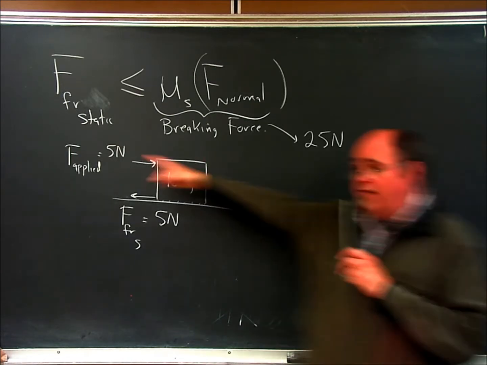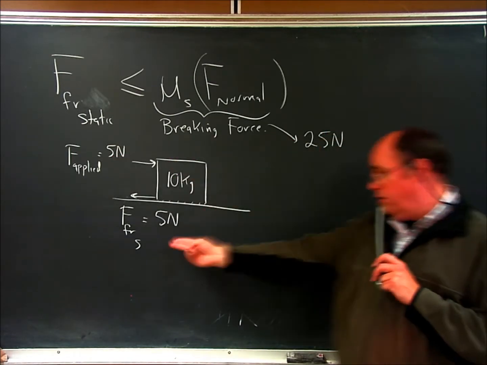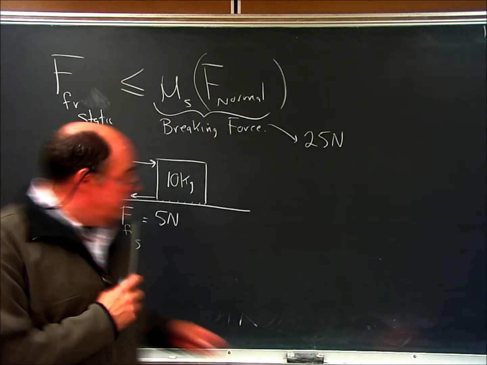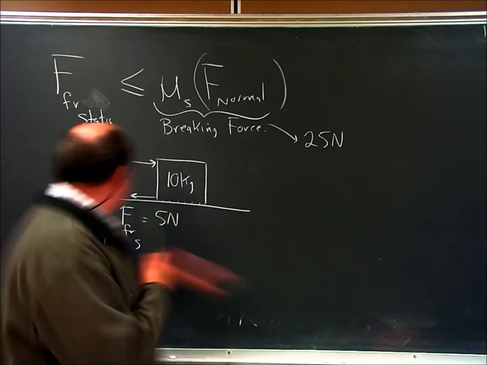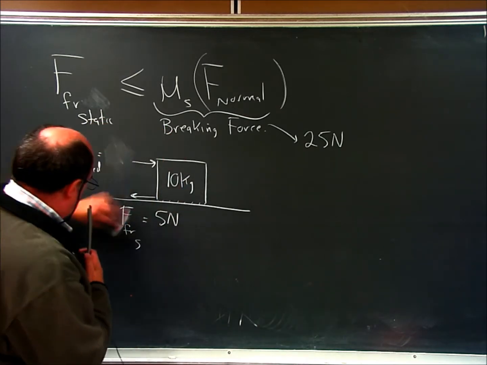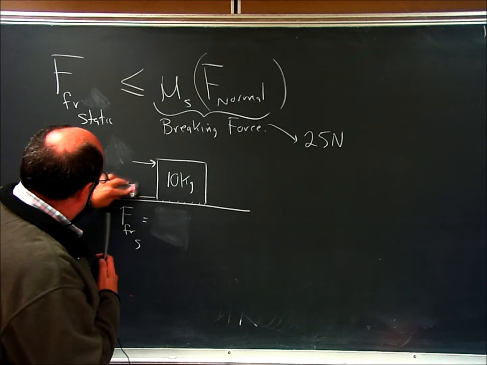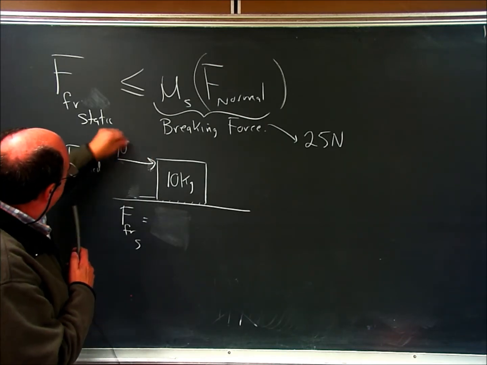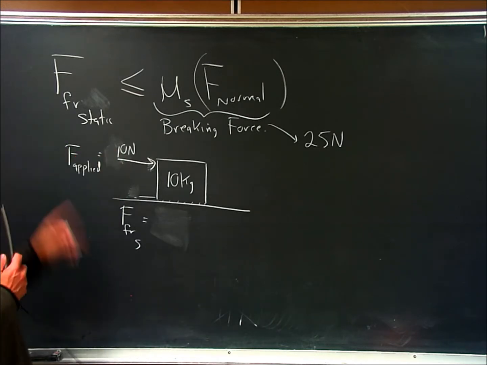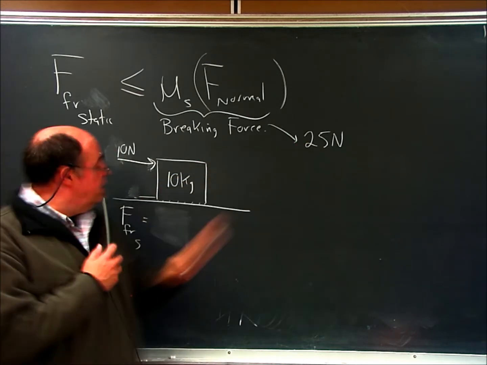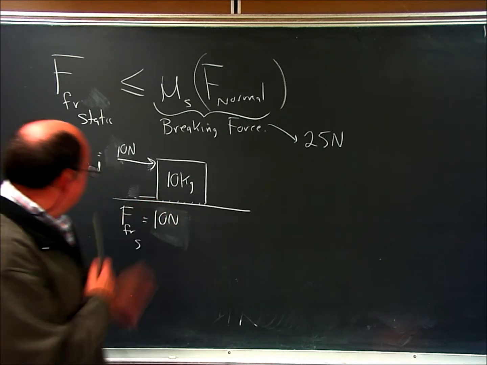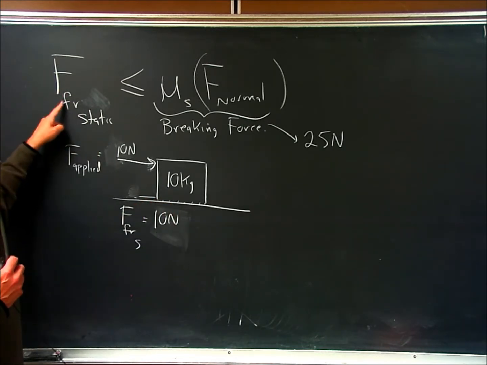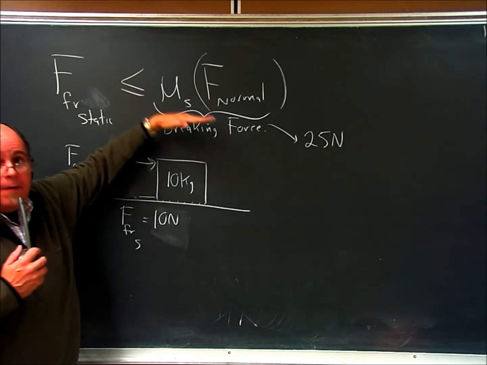So I push with 5 newtons. It's not enough to break it free, so my force of static friction is 5 newtons. And if I decided to push a little bit harder, so it didn't move, let's say I push with 10 newtons of force. Applied force is 10 newtons. It doesn't move because that's not enough to break it free. The force of static friction will be 10 newtons. So the force of static friction can be many, many different numbers until we get to some breaking force number.